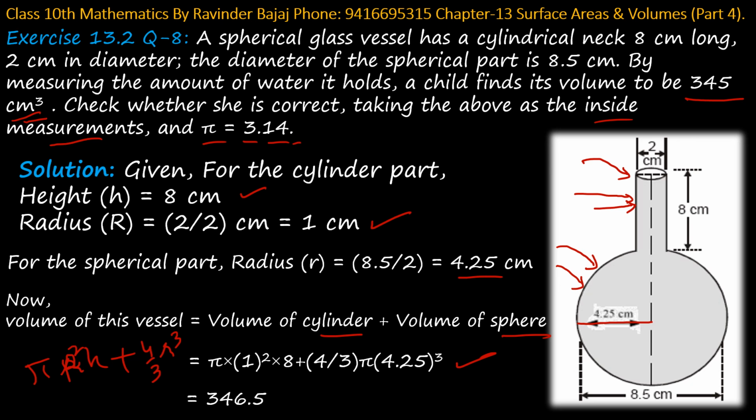Now let's solve this expression. 346.51 centimeter cube is the total volume of the spherical glass vessel. Okay, so this is the answer. So you solve this complete exercise, do it in your notebook.